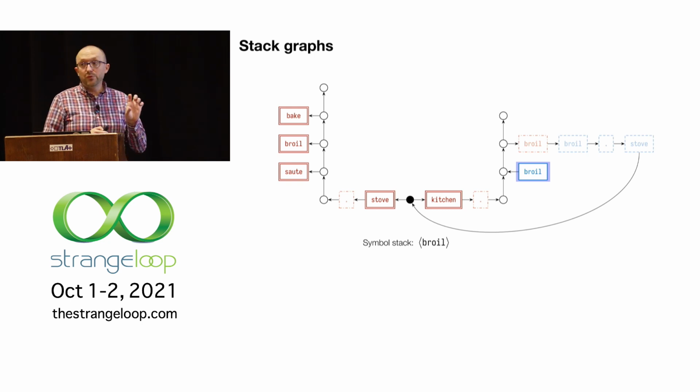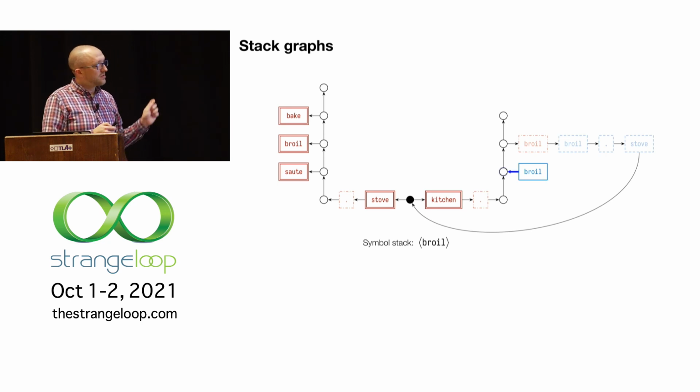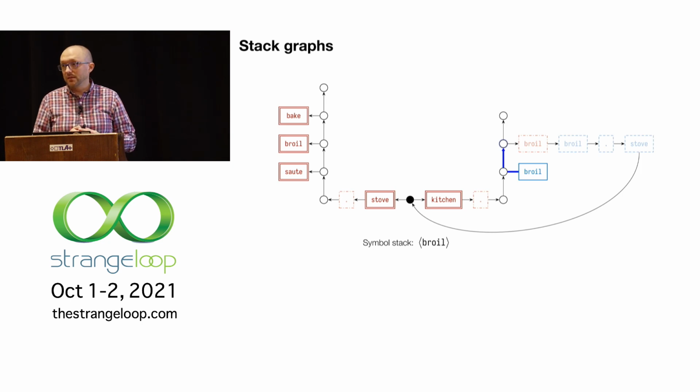In general, blue nodes are going to push things on to this symbol stack. And now we can start to move through the edges in the graph. When we get to a red node, we're going to try to pop something off the top of the symbol stack. What that means is that the symbol at the top of the stack has to match the content of the node. Otherwise, this isn't going to succeed. So we can go through this broil node because it does match, and we can keep going. Blue nodes are going to push things on.